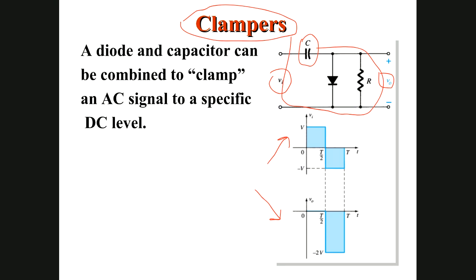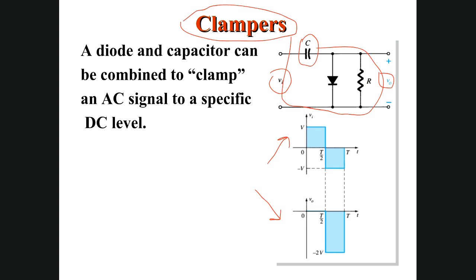If you have shifted completely to the upside, we can say it is a positive clamper, and if you have shifted your signal completely downside, it can be called a negative clamper, which is clear from the figure. Hope it is okay. Fine.